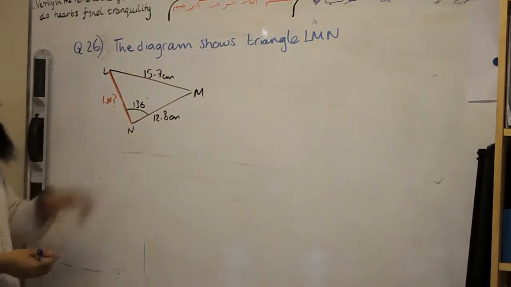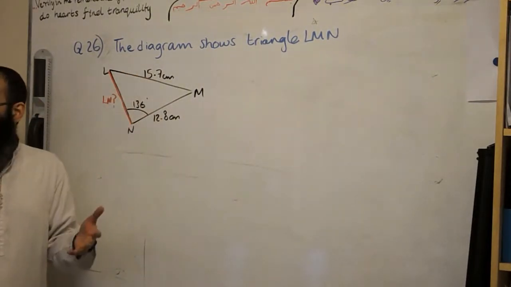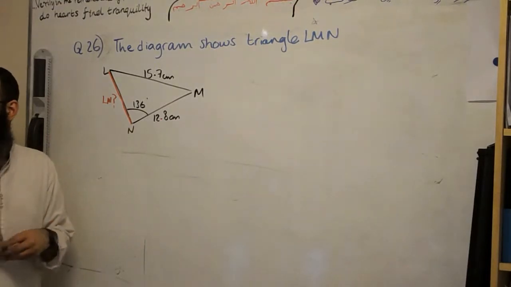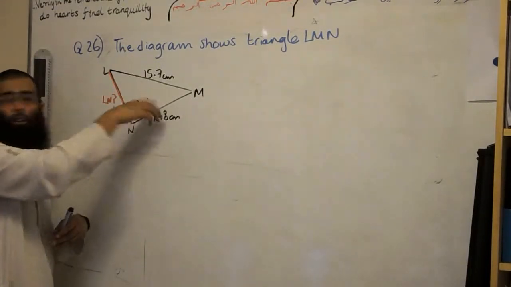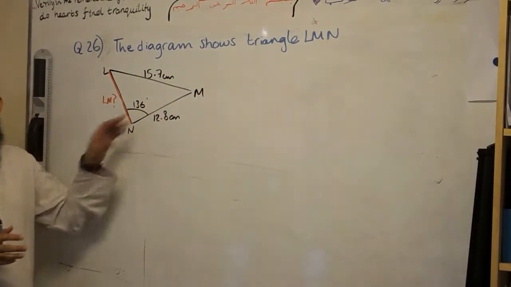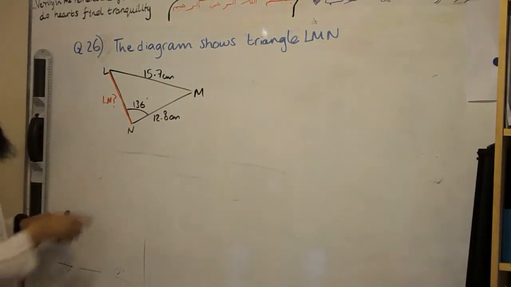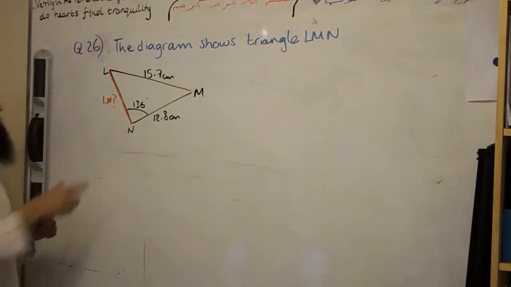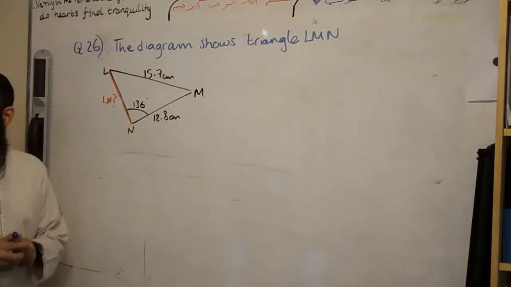Now normally, if we've been given the angle in between the two sides, we can easily use the cosine rule, because the cosine rule has to do with an angle and the sides on each side. Now we can't use the cosine rule at the moment. We need to work out LN. What does LN correspond to? Which angle does it correspond to?